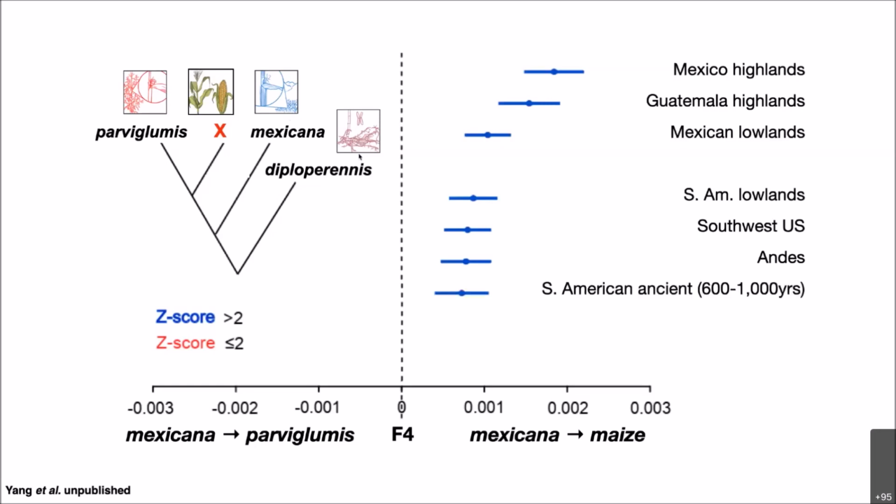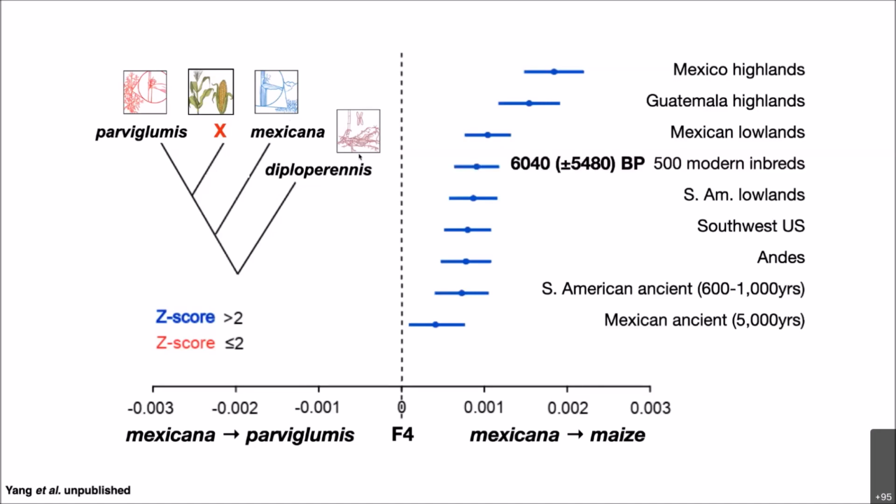We find it in ancient samples from South America, 600 to 1,000 years ago. We find it in published ancient data from Mexico as early as 5,000 years ago. And in looking across more than 500 modern inbreds, we see that every single one of those modern inbreds shows some evidence of Mexicana ancestry. And in fact, when we use an approach to try to estimate the dating of this admixture, we get huge confidence intervals around it, but our point estimate of the date of 6,000 BP is pretty consistent with the archaeological data of when maize made it to the highlands of central Mexico and hybridized with Mexicana.